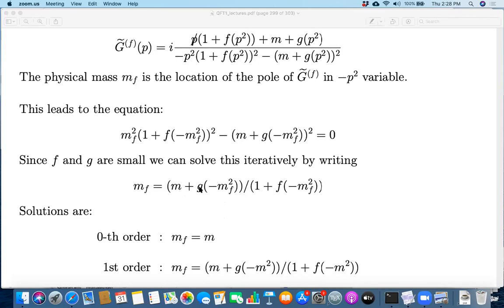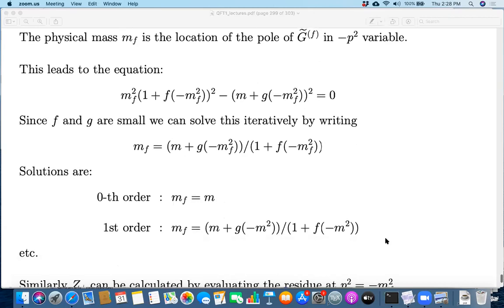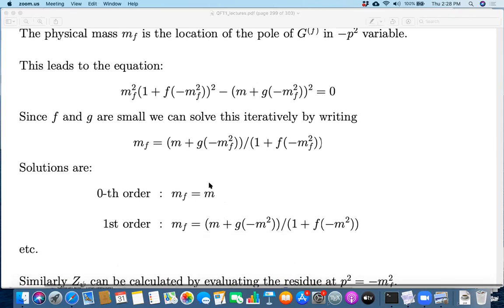To the 0th order, you just set F and G to 0. We get MF equal to M. Then to first order, we use this value of M to calculate MF. So that's M times M plus G of minus M square over 1 plus F of minus M square. And then you can go on like this.